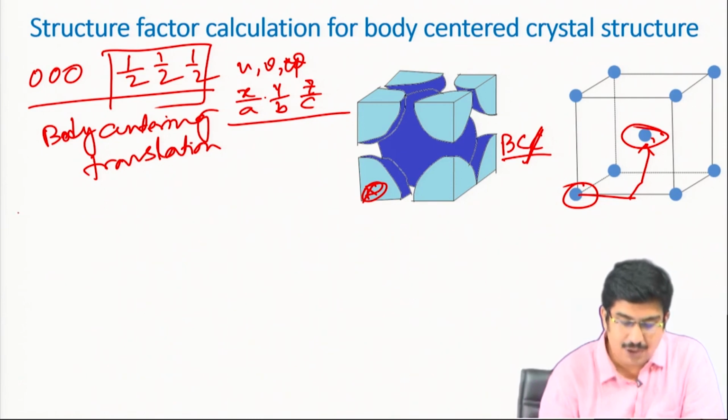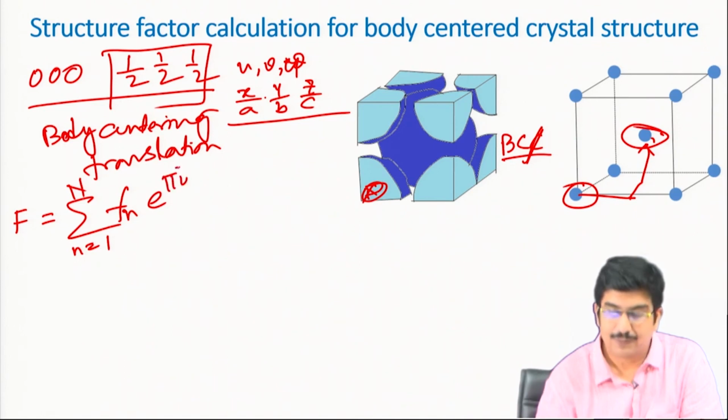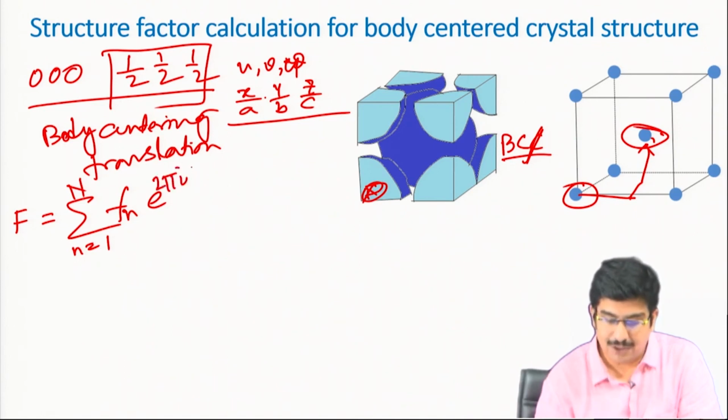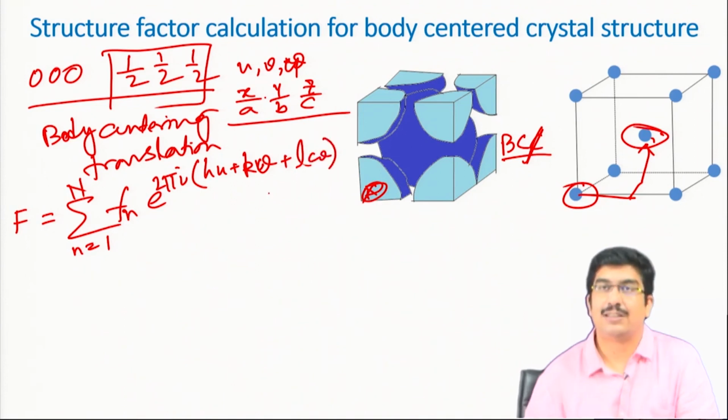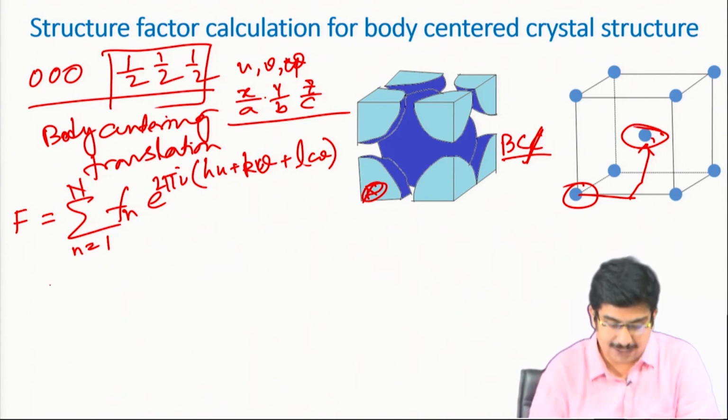Okay. So, now we know how the structure factor should be written. The structure factor is the sum from n equals 1 to capital N of f n e to the power 2 pi i into (h u plus k v plus l w). This is the general formula for structure factor calculation. We are now applying this to a body centered crystal.